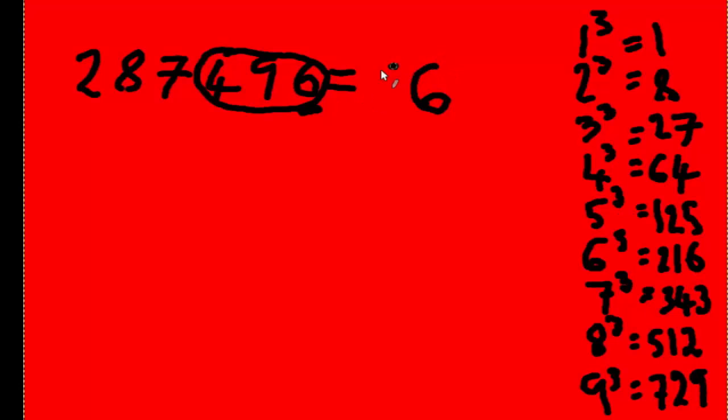And so 287496 cube rooted is 66. 66 cubed is 287,496. And that is the trick. Now let's practice it again, because it's never straightforward. You need to see it a few times.